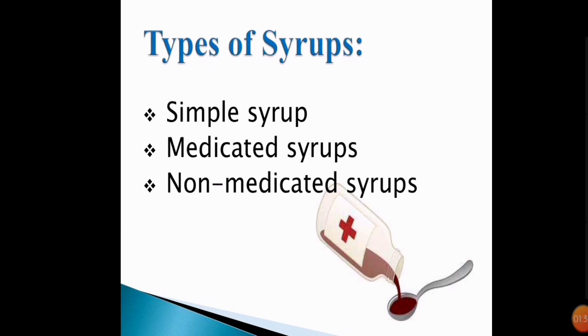Next we have types of syrups. We have 3 types: simple syrup, medicated syrup, and non-medicated syrup. In simple syrup, we have only sugar in water. In medicated syrups, there are active constituents which play an important role in changing the pathology into physiology. Non-medicated syrups include chocolate syrup, cocoa syrup, orange syrup, etc.